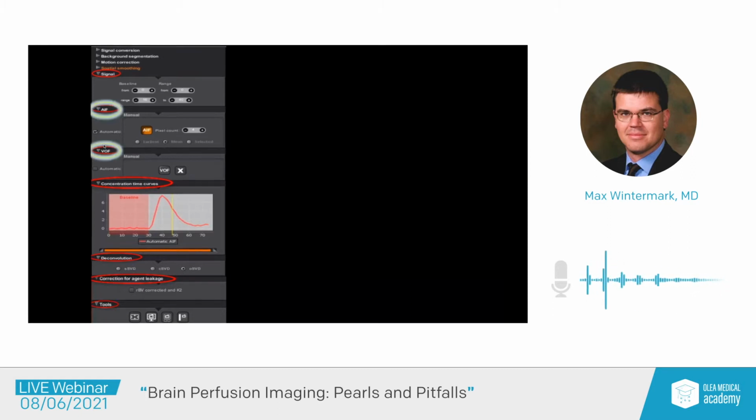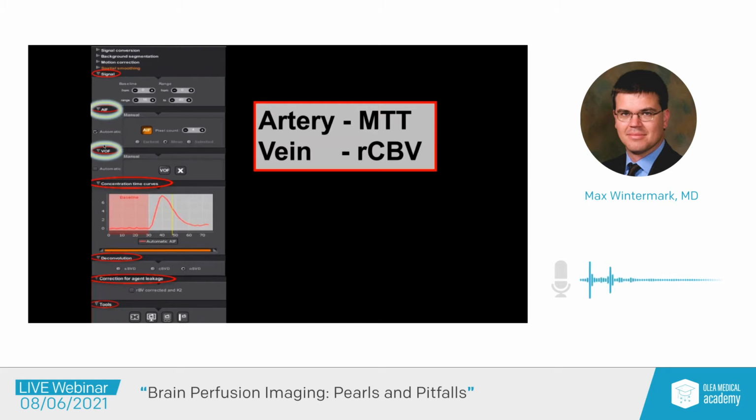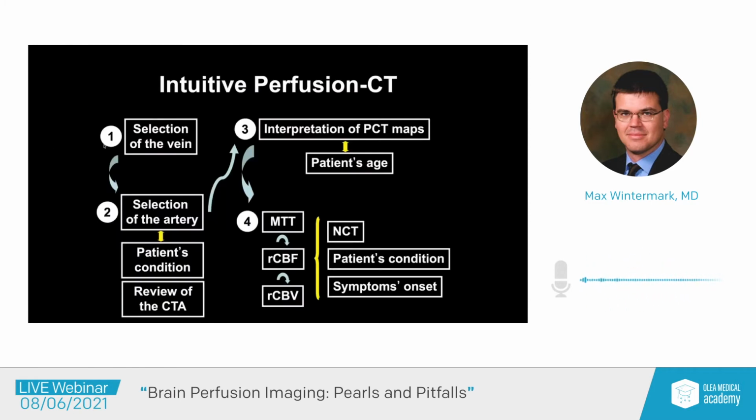And what I want to do with you today is show you a little bit how those inputs are used to calculate the final maps, because that will allow you, when there are problems with the AIF or the VOF, to troubleshoot and try to fix problems. So typically, and as a simplification, the artery is used to calculate the temporal information. The vein is used to calculate the cerebral blood volume. And after that, by combining the temporal information and the cerebral blood volume, the cerebral blood flow can be calculated. So let's go step by step.